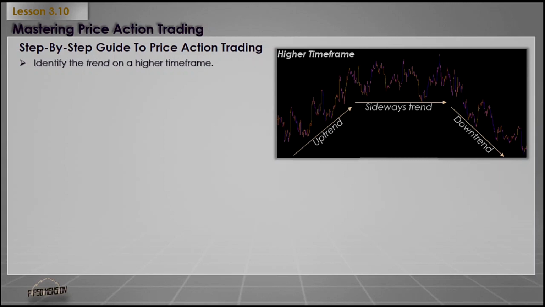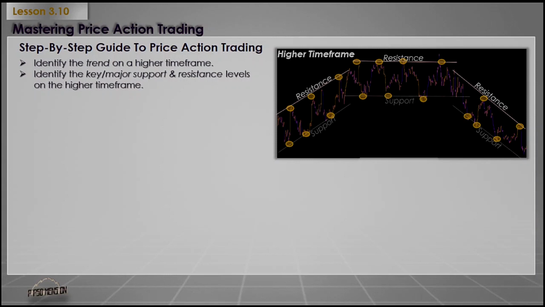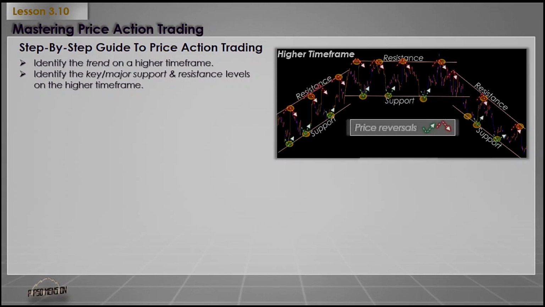The next step is to identify key support and resistance levels on the higher time frame. You can do that by using the trend line tools to connect the high price points to form the resistance levels, and you connect the low price points to form the support levels. Again, you need to remember that when prices get to the support levels or the resistance levels, there are two things that can happen. It's either the price reverses back or the price breaks out of the support or the resistance level to take another trend.